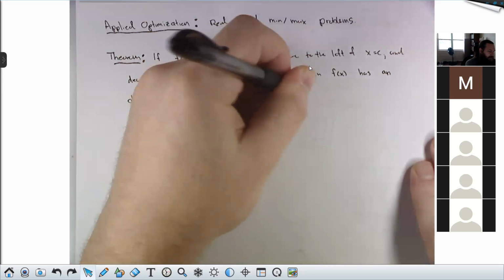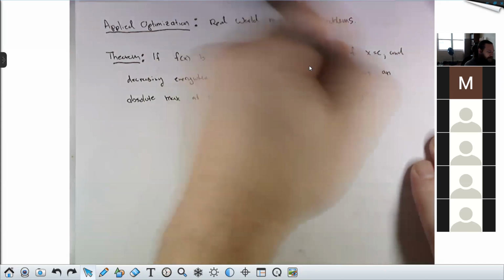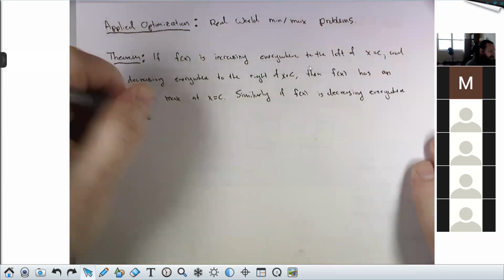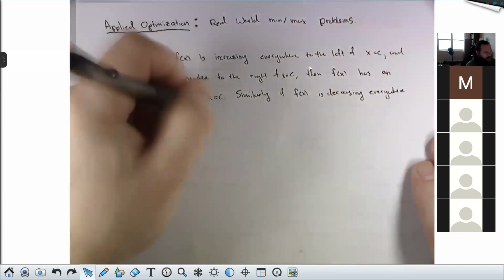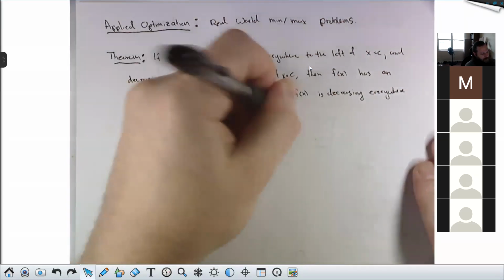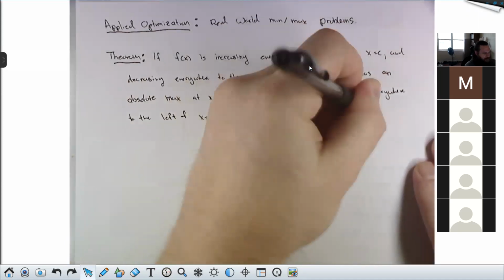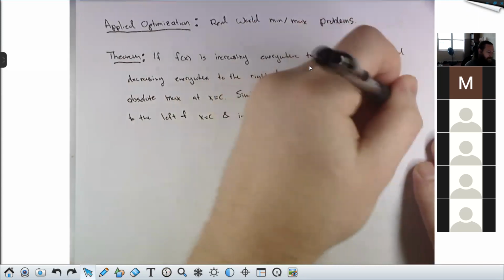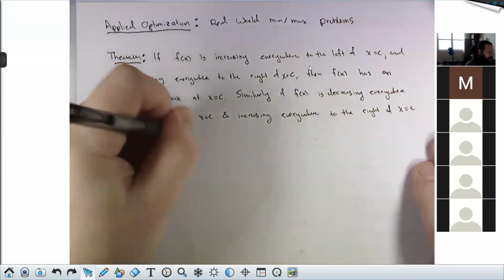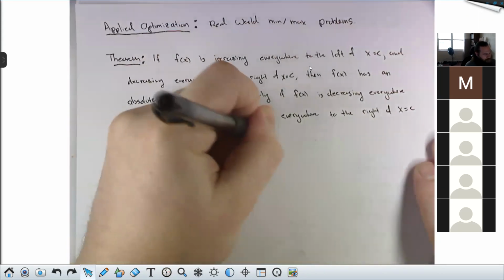And similarly, if f of x is decreasing everywhere to the left of x equals c and increasing everywhere to the right of x equals c, then f of x must have not just a local min, but an absolute min at x equals c.